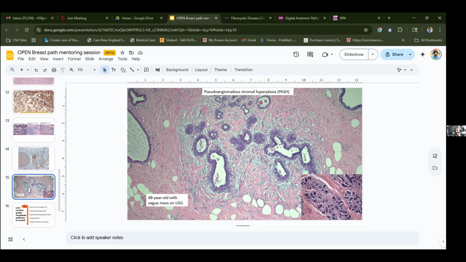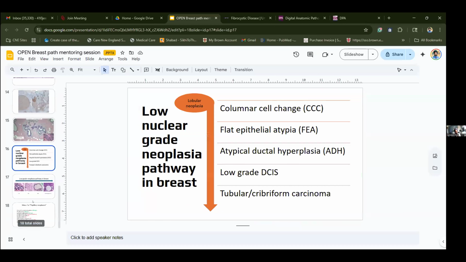So this is an example of a stromal lesion. It's a pseudoangiomatous stromal hyperplasia, where you see this increase in cellularity, and some of these cells are forming these empty spaces, which mimic vascular spaces. So it's called pseudoangiomatous stromal hyperplasia. I think this might be my last slide.